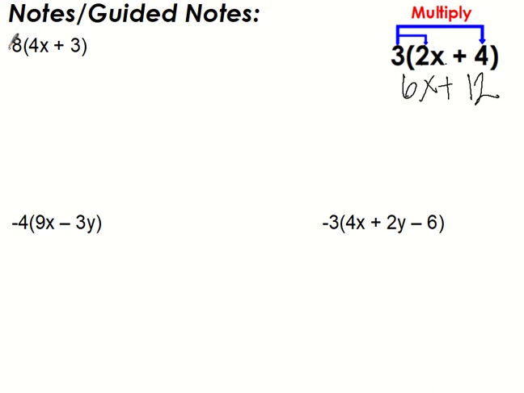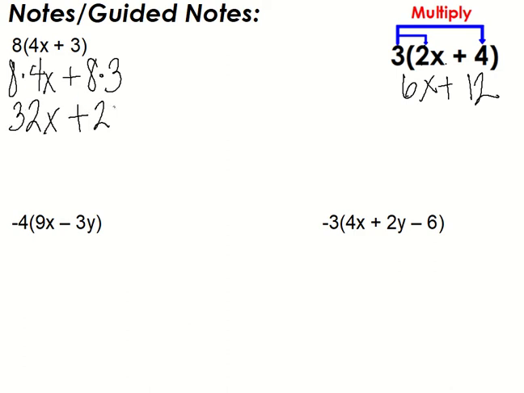So our first example is 8 times, distributed to 4x and 3. And the reason we distribute is because 4x can't go with 3. Remember, those are not like terms. So in longhand, it would look like this. 8 times 4x plus 8 times 3. Okay, that's what we're doing. And so this becomes 32x plus 24. And that's our answer, because 32x cannot be combined with 24. No x's.